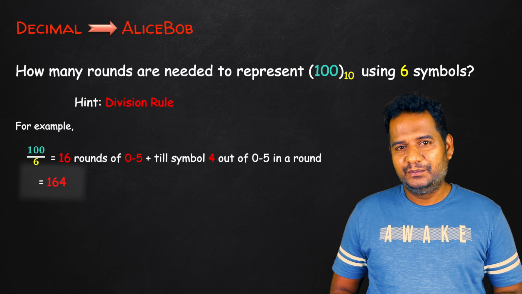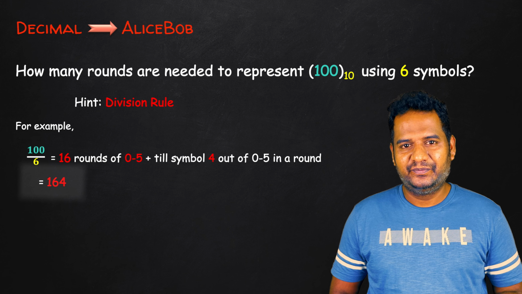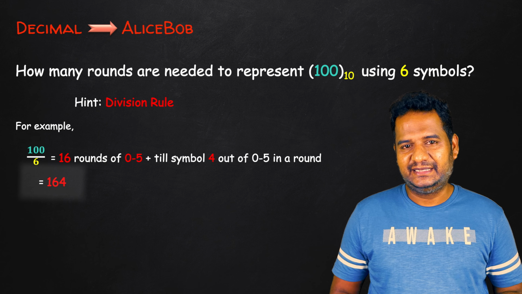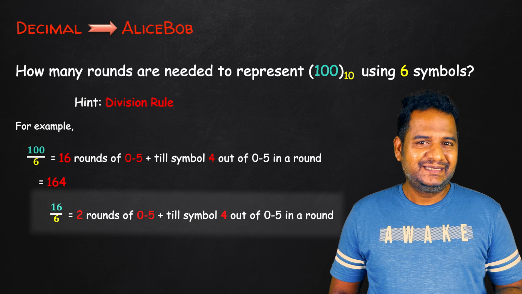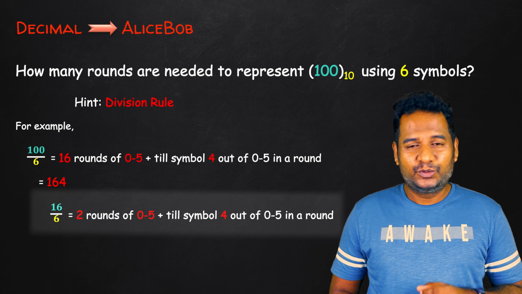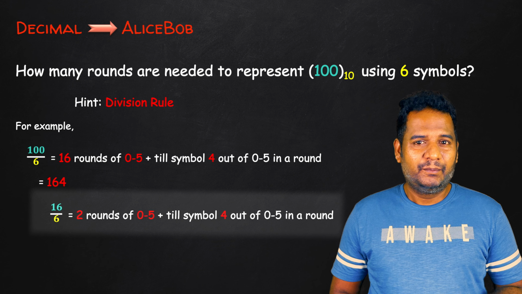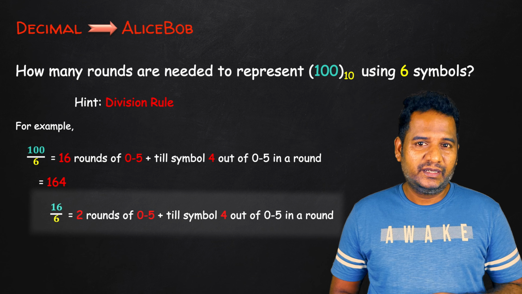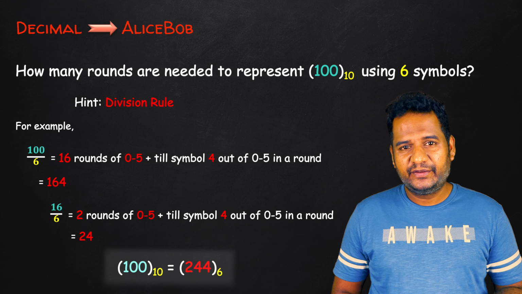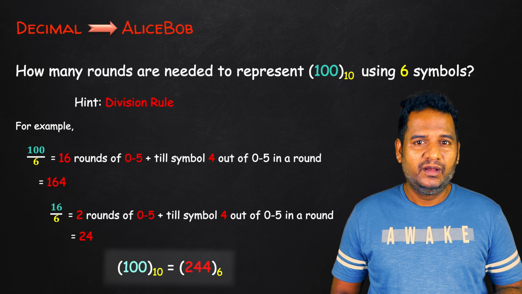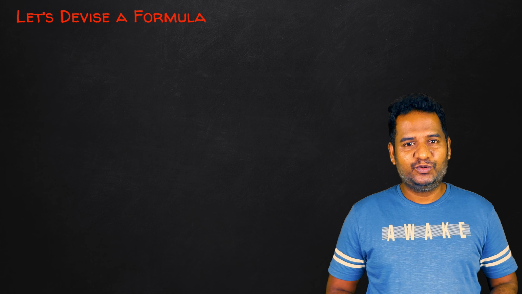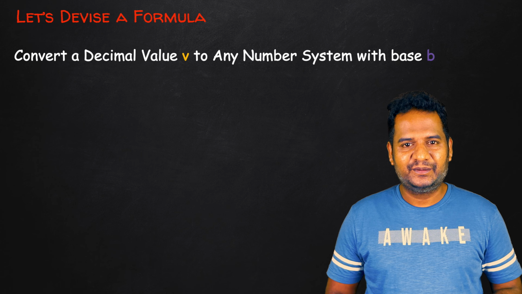However, we don't have the symbol 6 in the Alice Bob system. Hence, we need to find the number of rounds needed to represent 16. 16 divided by 6 is equal to 2 and the remainder is 4. This tells 2 rounds of 0 to 5 are needed plus till symbol 4 in a round is needed, which is equal to 24. As a result, 244 is the value in the Alice Bob system for 100 in the decimal system.